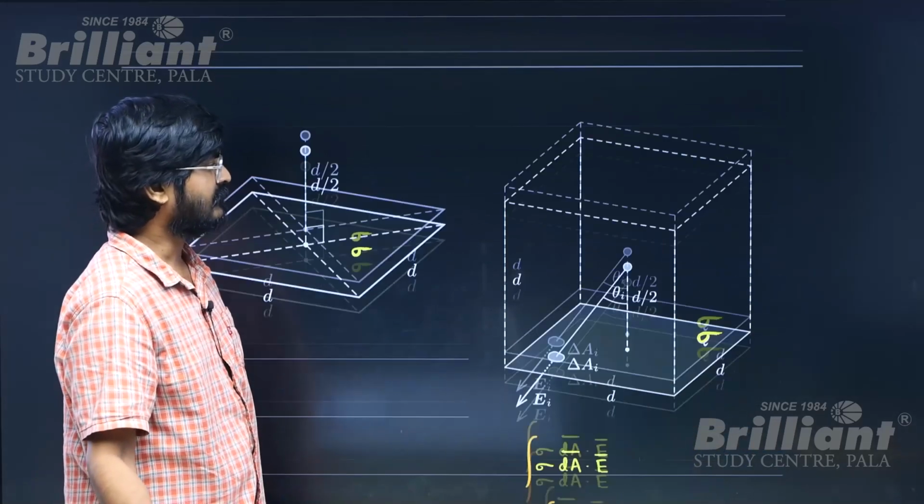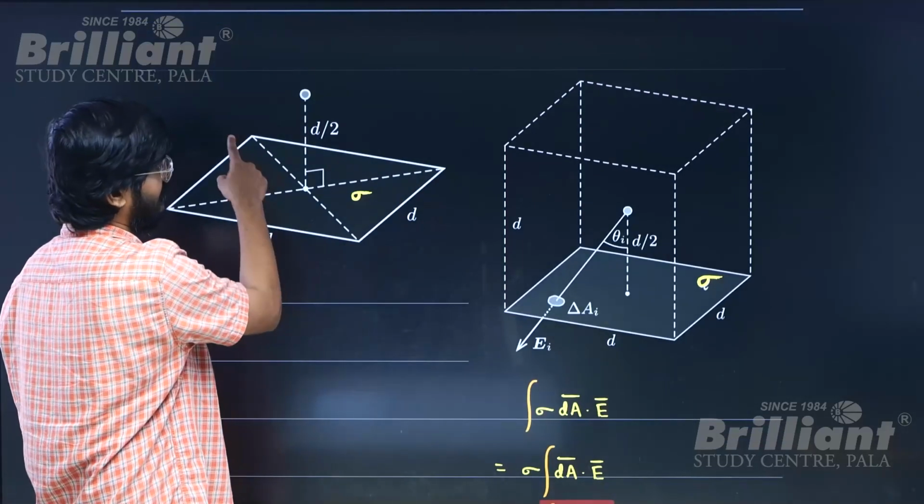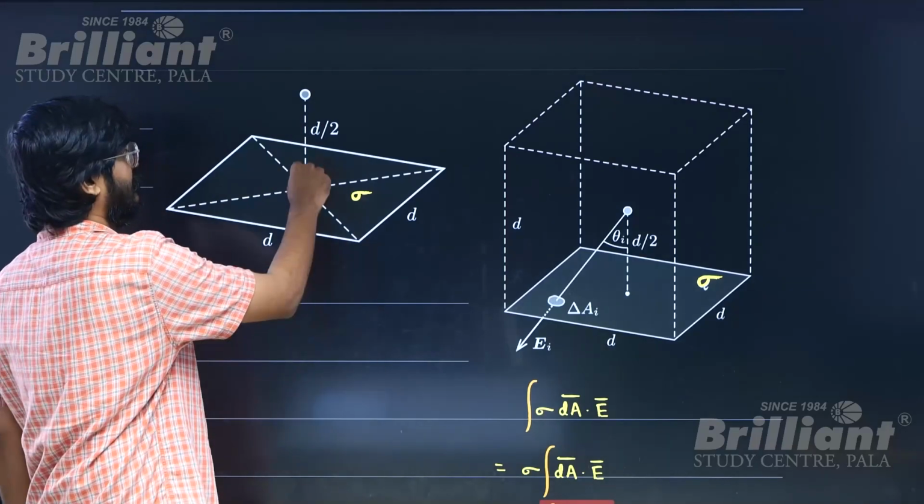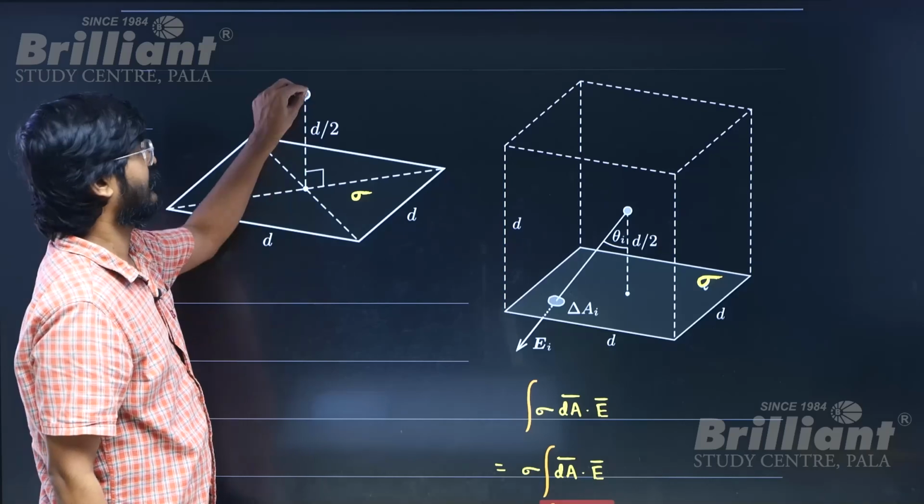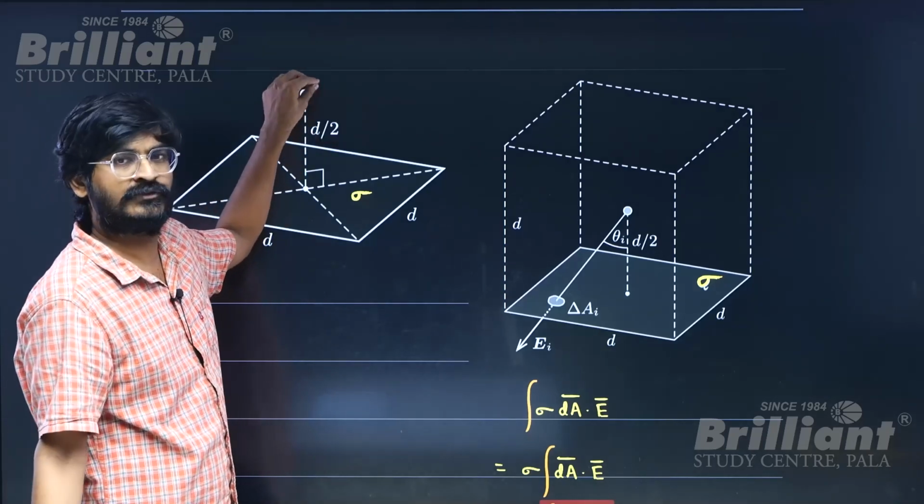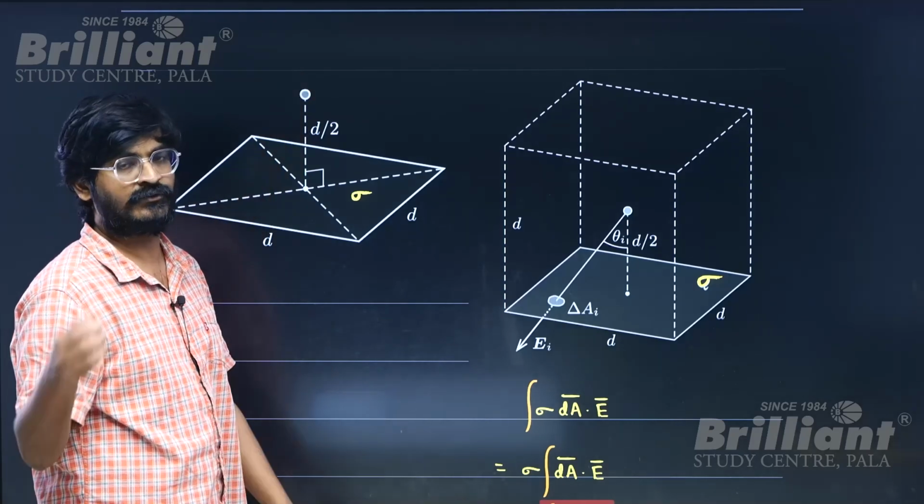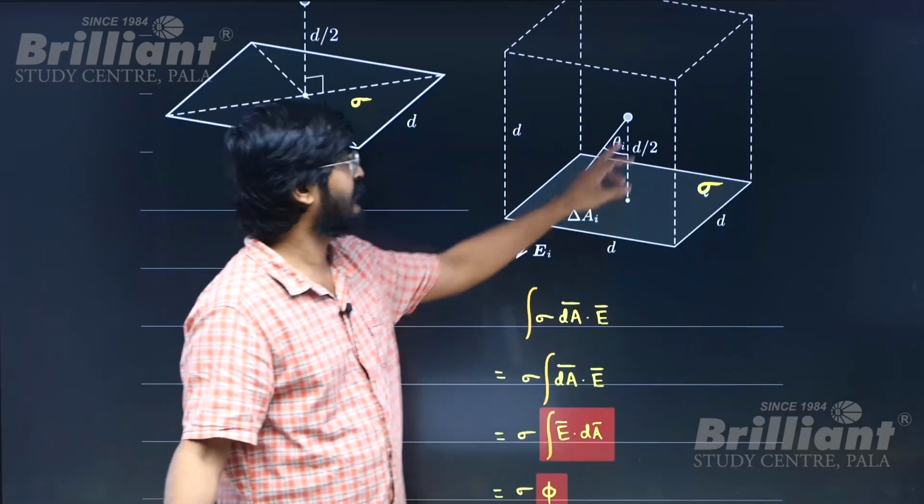Now going to the other kind, if I want to find the field due to square plate of uniform charge density sigma at a distance d by 2, where side length is d. So what I will do is I will put a unit charge and I want to find the force on the unit charge. So force on the unit charge is same as force by the unit charge on the plate. We are going to find force by the unit charge on the plate. So for that I will put a unit charge here.